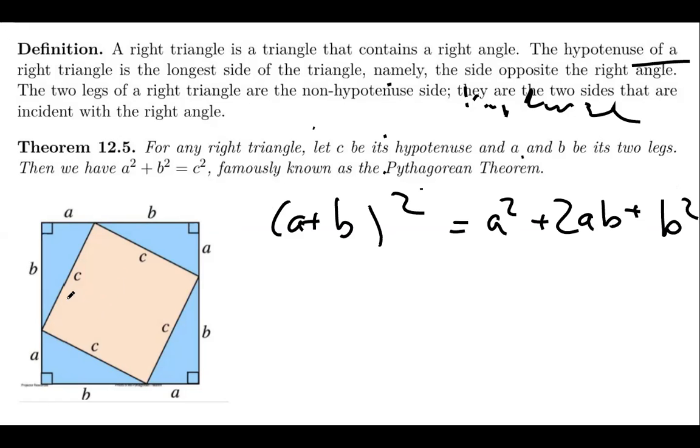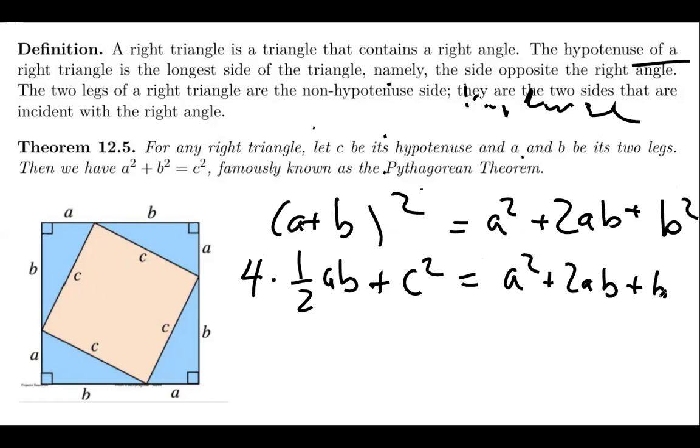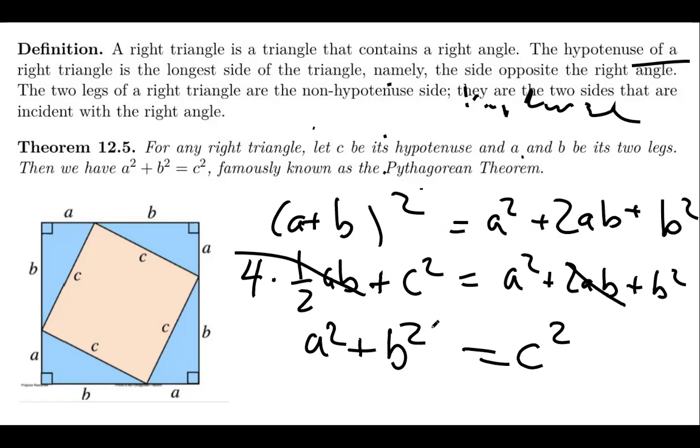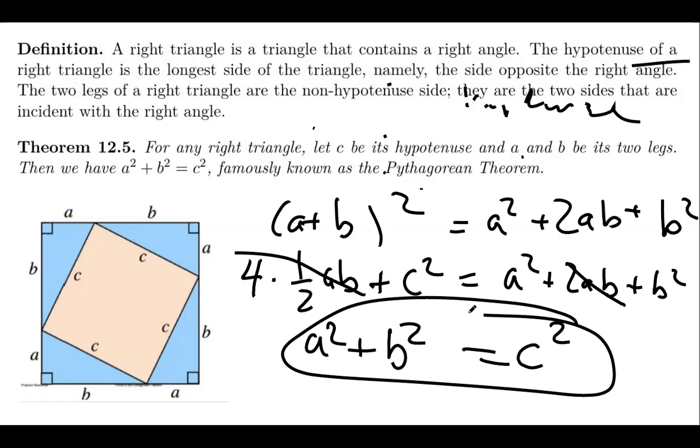And then we can also find the area by adding up the areas of the different shapes inside. So we have 4 of these triangles. That means the area of all the triangles will be 4 times half AB. And the big square would have an area of C squared. And then these two things must be equal. So the 2AB's cancel, and we're just left with A squared plus B squared equals C squared. So that's a pretty quick proof of the Pythagorean theorem.